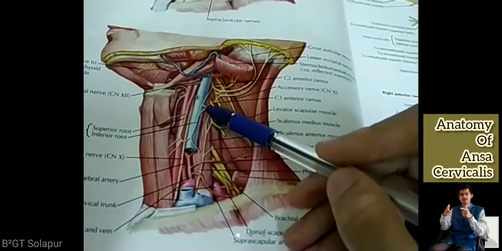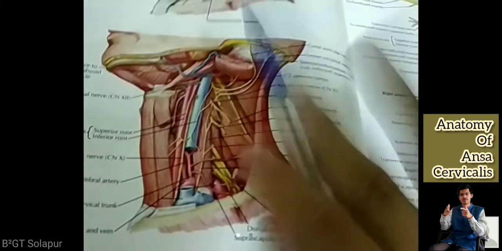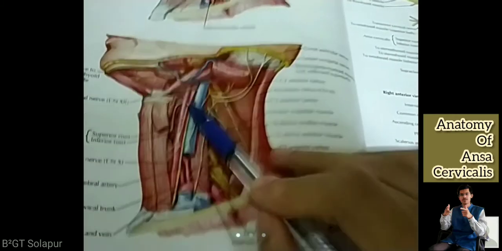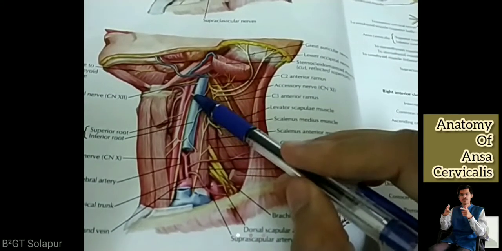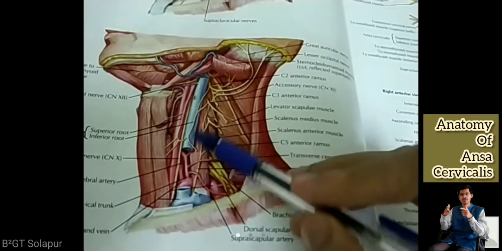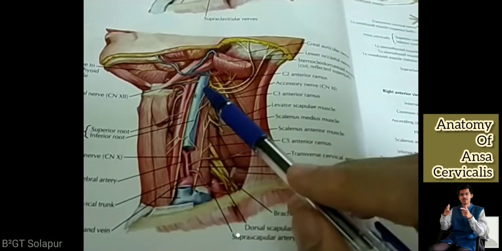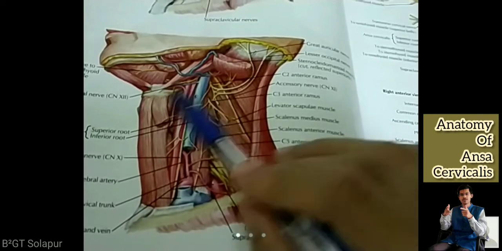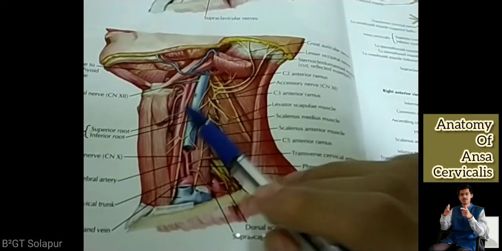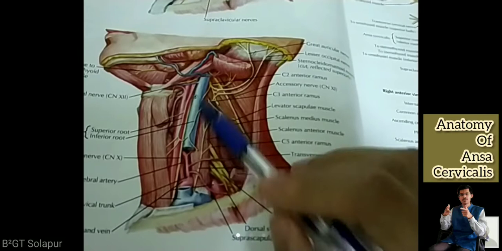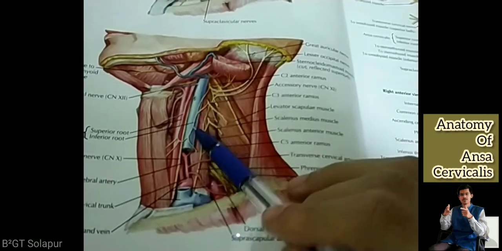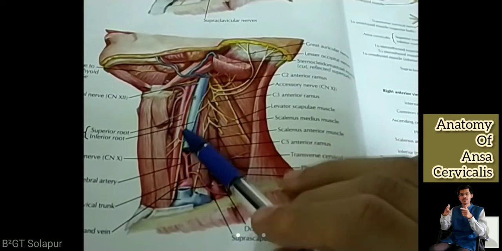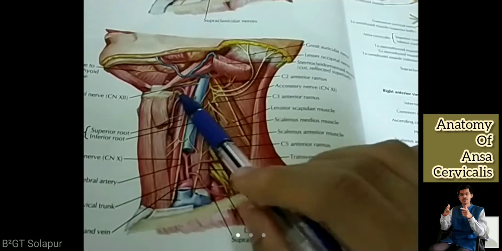Can you see this? The carotid sheath is not shown here, but it is there. So this is the anterior. This ansa cervicalis is present in the anterior wall of the carotid sheath, the contents of which are the internal jugular vein, internal carotid artery. The external carotid artery is outside.